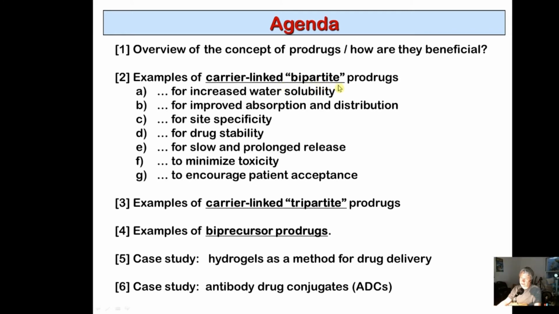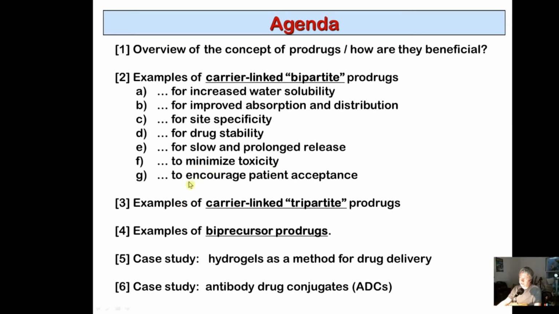It's usually like there's two components that are attached. These are very common, and we're going to go through examples where they increase water solubility, improve absorption and distribution, site specificity, so interacting with the target of interest, drug stability, so the prodrug actually stabilizes the drug, and also to slow or prolong drug release, as well as minimize toxic effects that might happen.